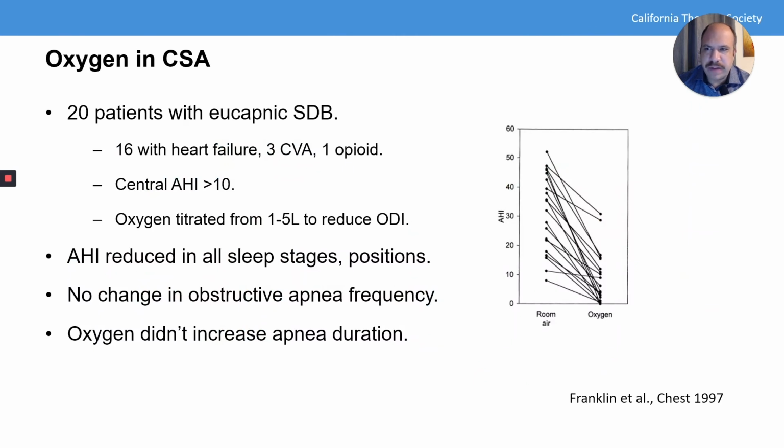Oxygen has also been investigated in central sleep apnea. So this is an early study that looked at 20 patients with eucapnic sleep disordered breathing. So these patients didn't all have to have just central sleep apnea, but they had to have a central AHI greater than 10. They were put on oxygen, which was titrated to reduce the ODI, the oxyhemoglobin desaturation index. And the AHI was found to be reduced in all sleep stages and positions. There's always been concern that oxygen could prolong these respiratory events. It didn't in this study.